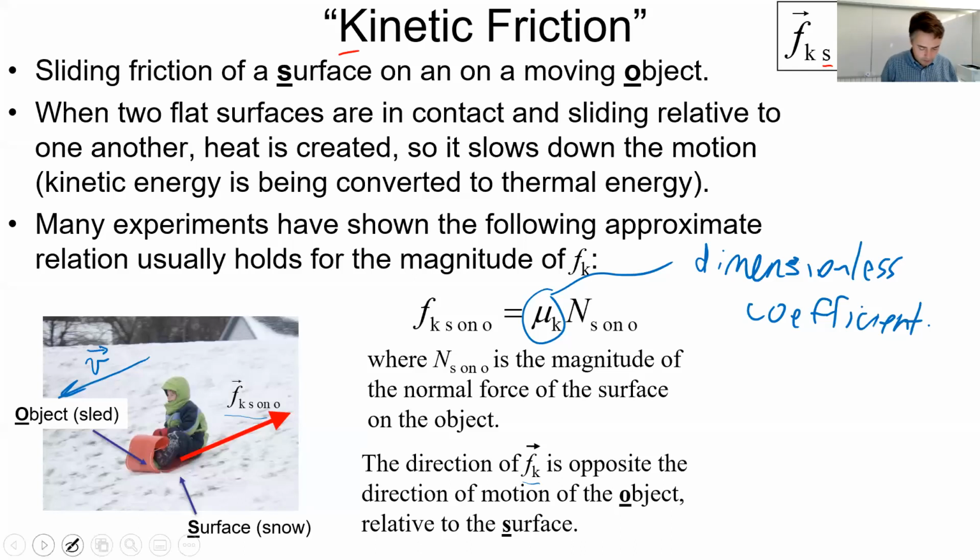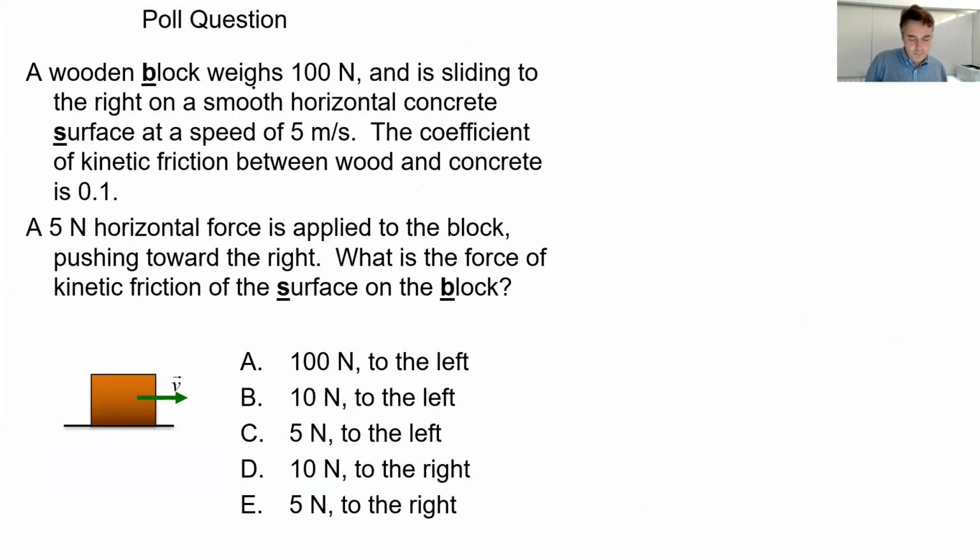Let's do a little poll. A wooden block weighs 100 newtons and is sliding to the right on a smooth horizontal concrete surface at a speed of 5 meters per second. The coefficient of kinetic friction between wood and concrete is 0.1. So that's been looked up somewhere. mu sub K equals 0.1. A 5 newton horizontal force is applied to the block, pushing it towards the right. What is the force of kinetic friction of the surface on the block, including the direction?